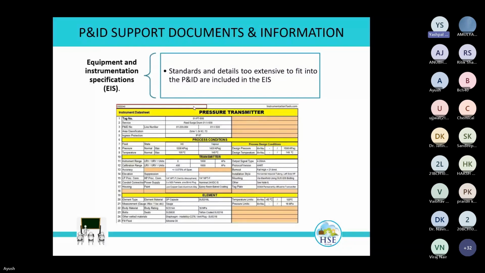You can see here the sheets, like a pressure transmitter data sheet, which has the MOC and many more details. These are the specifications. Normally, initially we prepare a very simple specification sheet, but after detailed design we make a complete specification sheet for ordering the equipment or instrumentation. Next slide please.